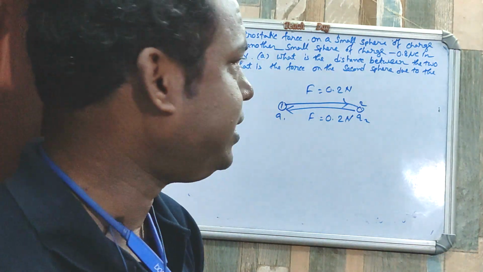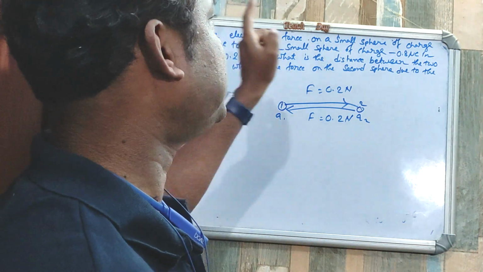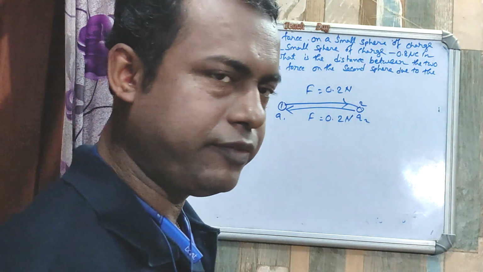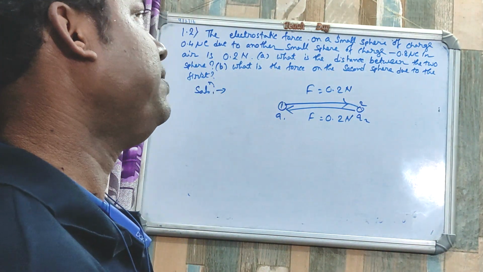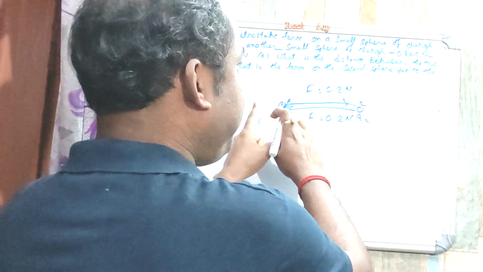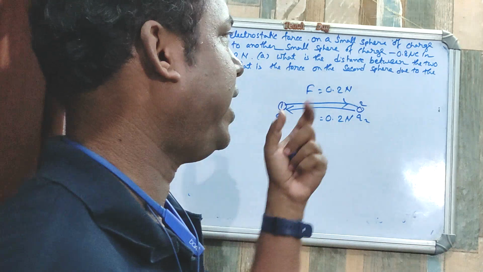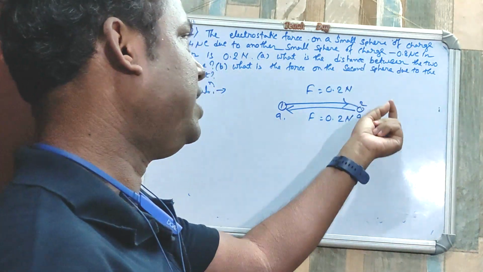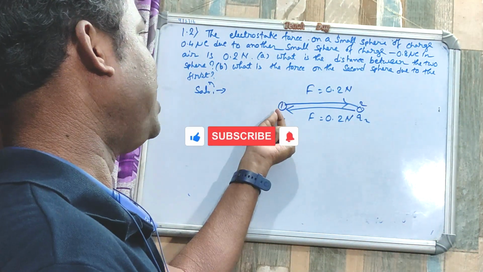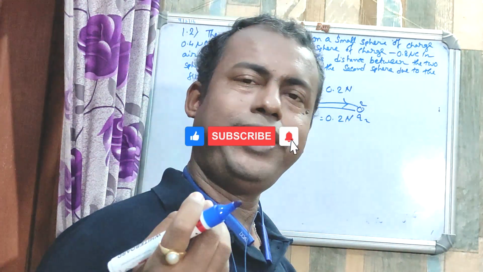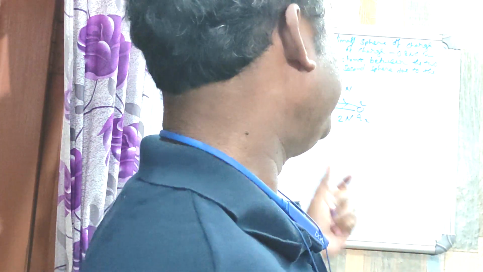The only difference is that one charge is positive and another is negative, so this force is repulsive in nature. The first sphere gives a force of 0.2 Newton on the second sphere. Same thing, the second sphere gives a force on the first one, also 0.2 Newton. The force is repulsive in nature in both cases.